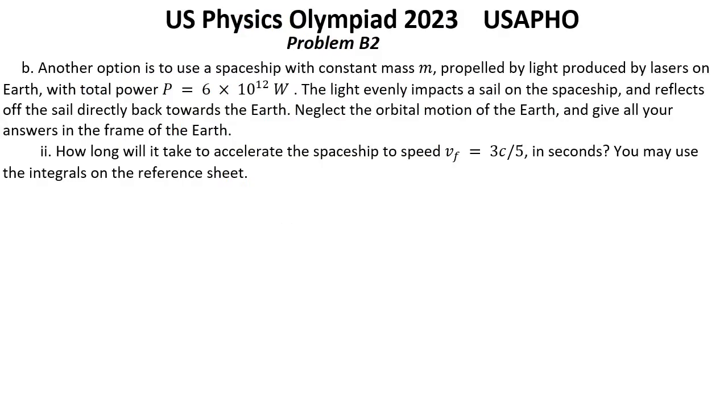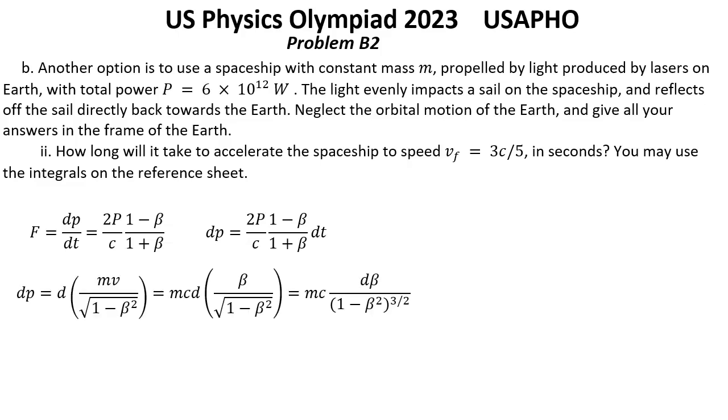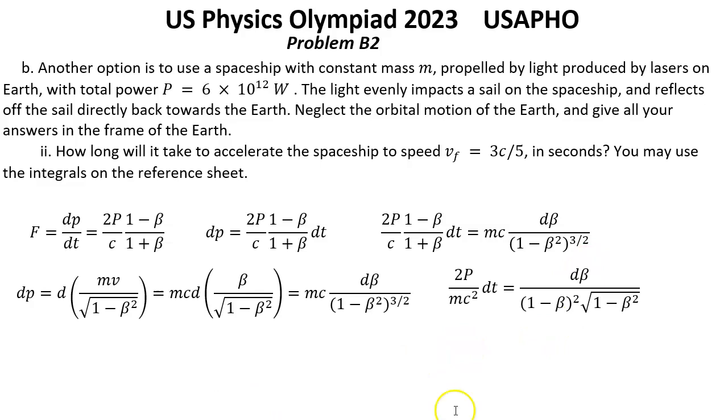Solution. From the previous question we found that force equal this expression. But on the other hand, we have delta p of our ship is this expression, which is finally mc multiplied by delta beta over 1 minus beta squared to the power 3 over 2. Now we can equalize these two expressions and have this differential equation where we can split variables. So we have this equation which we can integrate and find the solution.